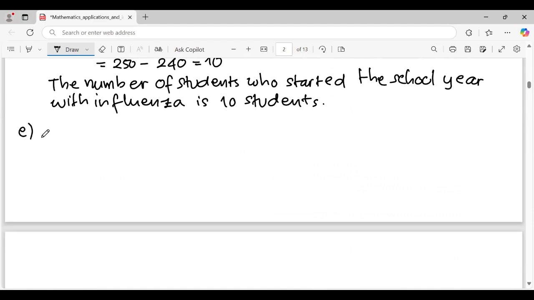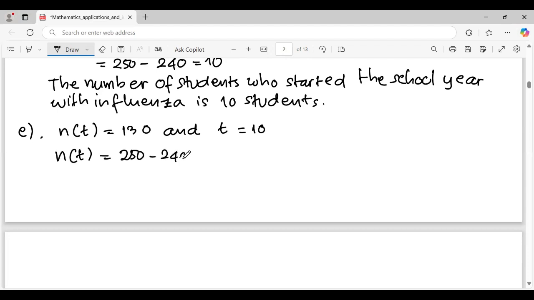Part E. We are going to set up the equation N(t) equals 130 and t equals 10. So this equation N(t) equals 250 minus 240 times 2 to the power kt becomes 130 equals 250 minus 240 times 2 to the power 10k.